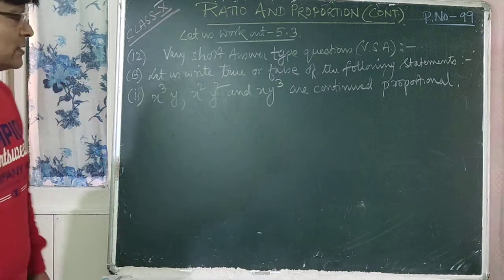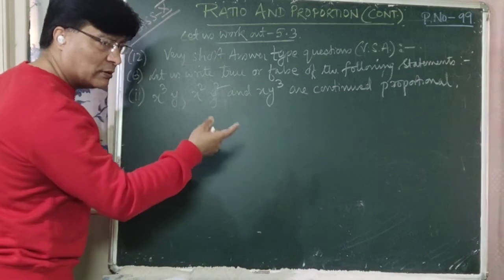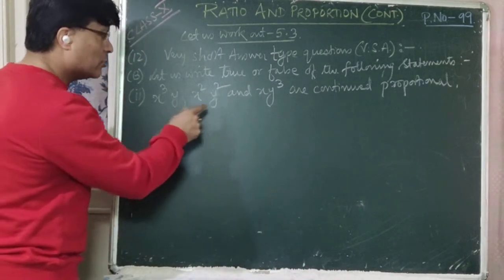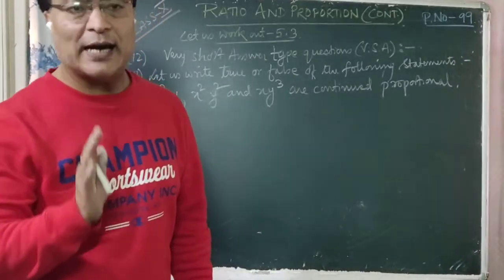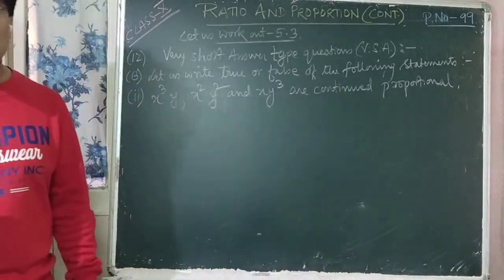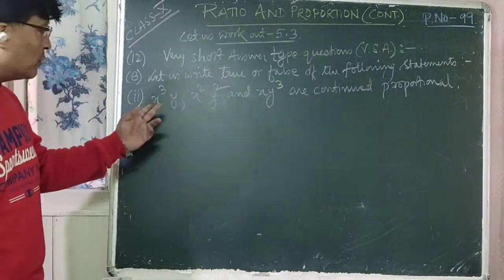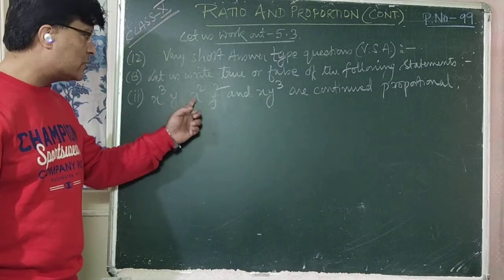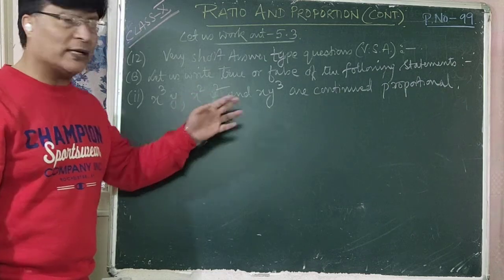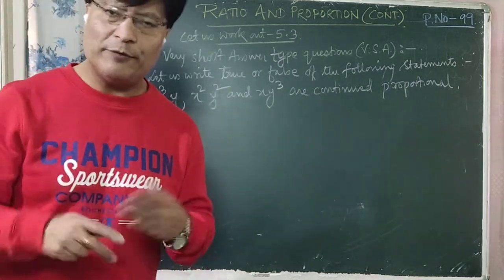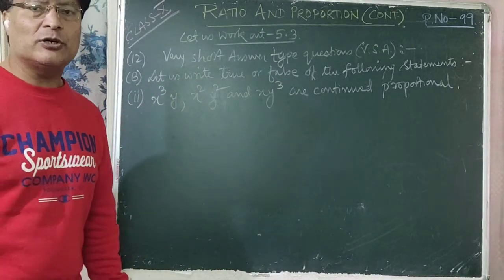How can you check that these three numbers are in continued proportion? You have to check that the first term is to the second term is equal to, again repeating the second term, the second term is to the third term. That is, if A, B and C are in continued proportion, you have to show that A is to B is equal to B is to C. Here also, the same case, you have to prove that x cube y is to x square y square is equal to, again the second term is repeated, x square y square is to xy cube. So if you can prove it, then they are in continued proportion, otherwise they are not.